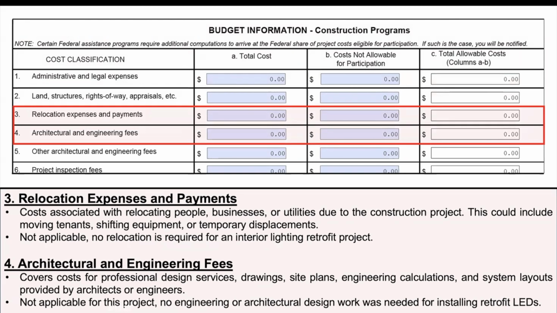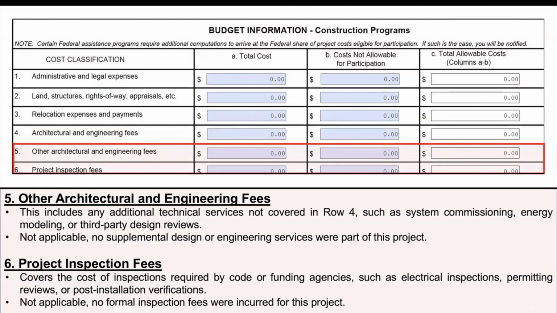Line 4 is for architectural and engineering fees. These cover design services. Since we're just replacing fixtures, no engineering work was required. Line 5 is for other architectural fees. Things like energy modeling or third-party reviews will go here. Again, not needed in our case.